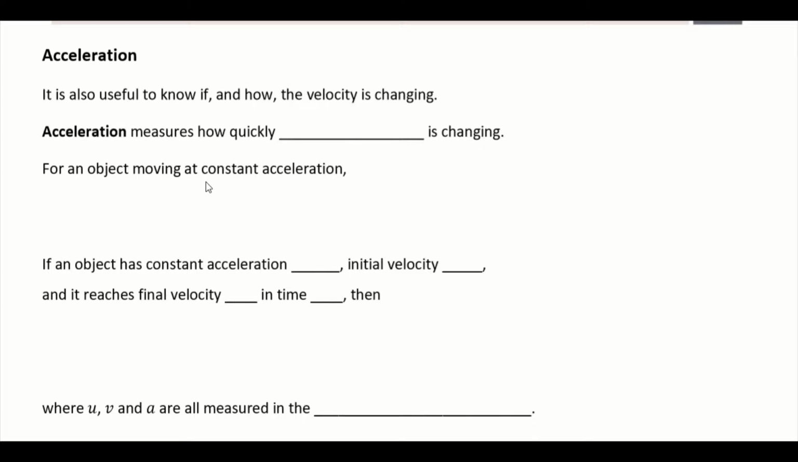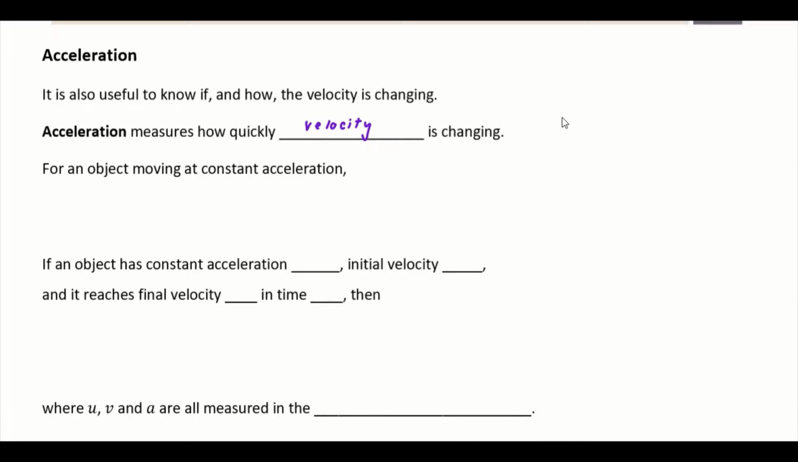At the last part of the lesson, we are going to talk about acceleration. We know that speed is the rate of change of distance and velocity is the rate of change of displacement. So acceleration measures the rate of change of velocity. It tells us how quickly the velocity of an object is changing.